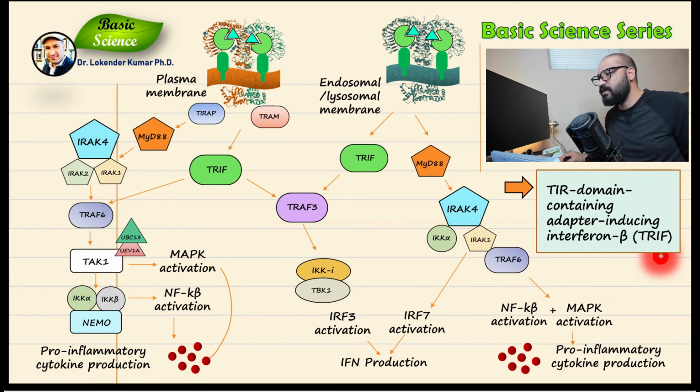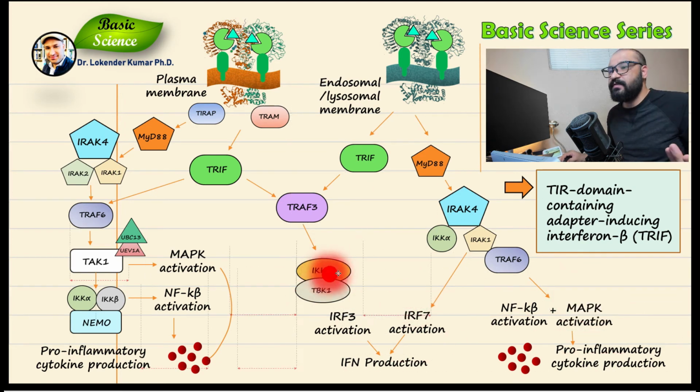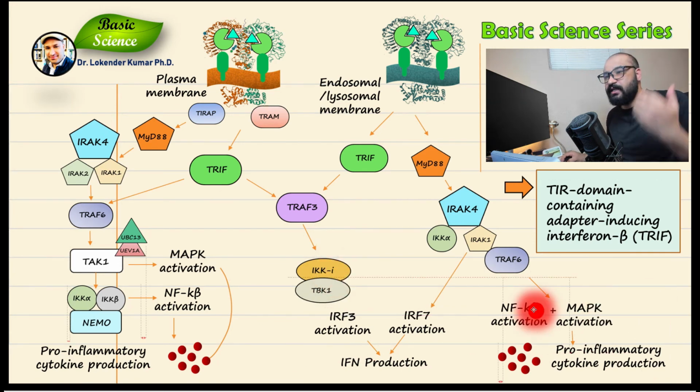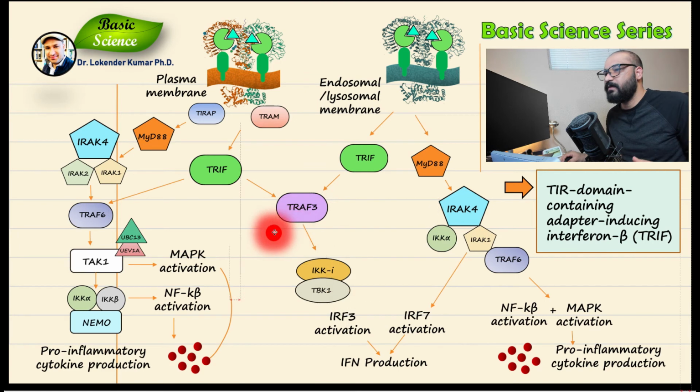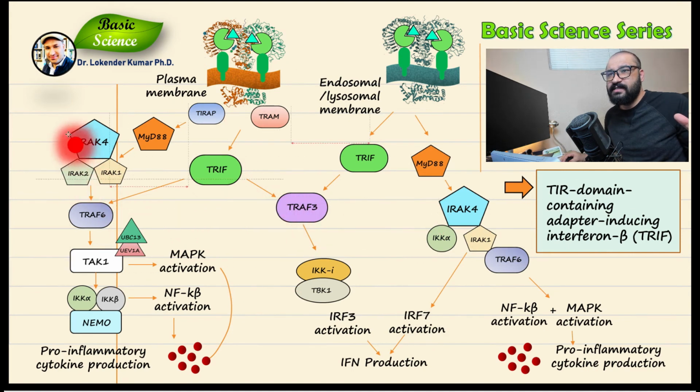And I have mentioned the full form of TRIF. You can see TIR-domain-containing adapter inducing interferon beta, because they induce the interferon production. That is why they are known as adapter inducing interferon beta. So that is the full form of TRIF. Okay, so this is basically the general layout of toll-like receptor downstream signaling.